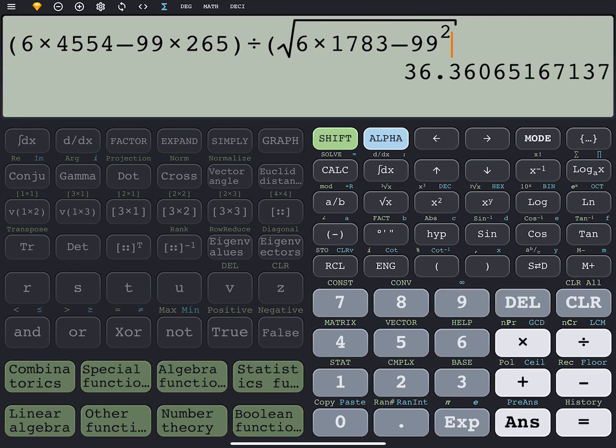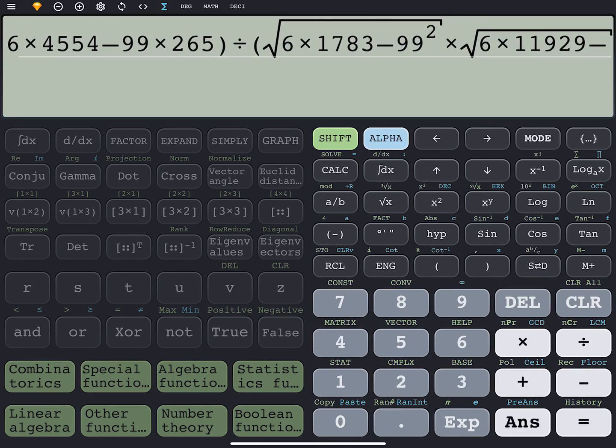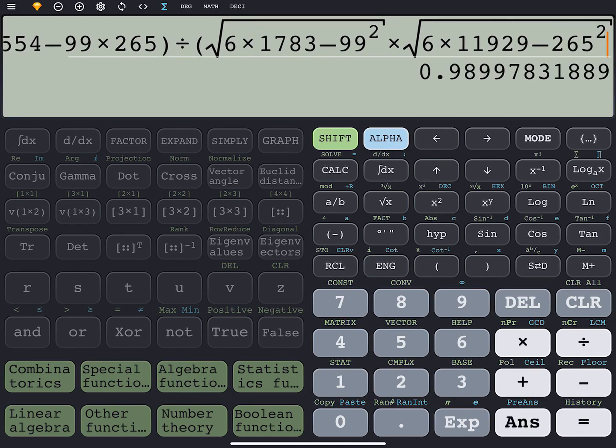Okay, you guys okay with that? Now I'm still under the radical, so how I get out of the radical is I have to use my arrow key. Your calculators probably work the same way. Get out of that radical and now hit times, because I have to multiply it with a second radical. Now I'm going to enter the standard deviation for the y variable. What do we get? 6 times 11929 minus 265 squared.